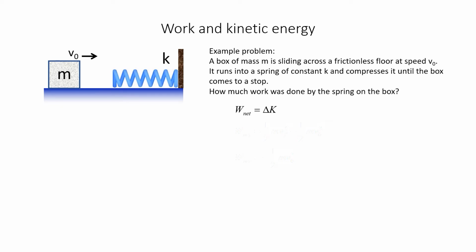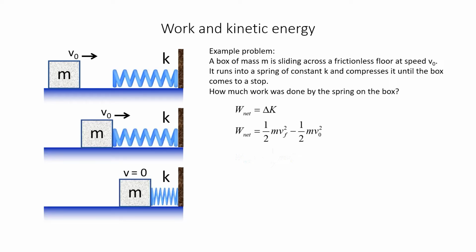Now let's look at an application. We have a box of mass m sliding across a frictionless floor at speed v0. It runs into a spring of constant k and compresses it until the box comes to a stop. How much work was done by the spring on the box? We'll use work net equals change in kinetic energy.